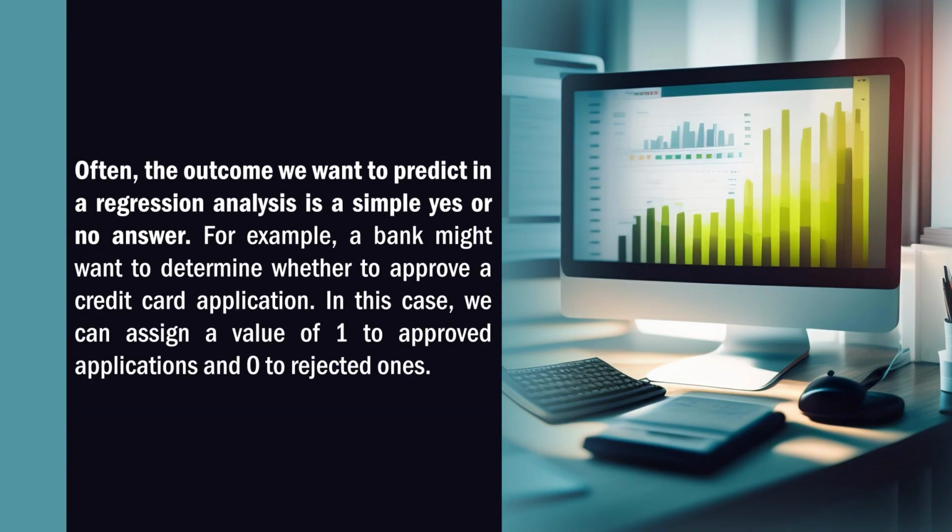Very often, the outcome that we want to predict in regression analysis is in two simple ways, like a yes or no answer. We can take an example like a bank that wants to determine whether to approve a credit card application or not. In such a case, for approval of the application, the bank can give a value 1, and for rejection, the bank can give a value 0.